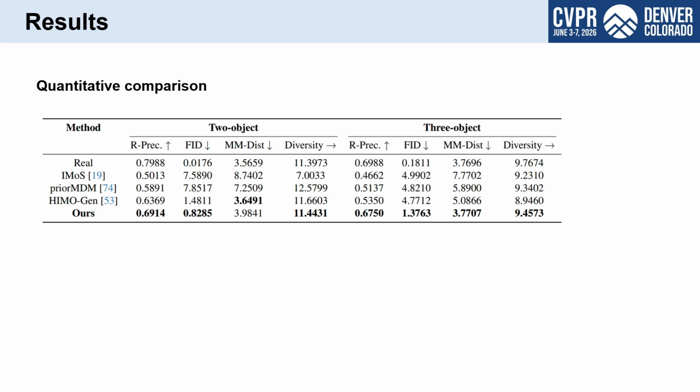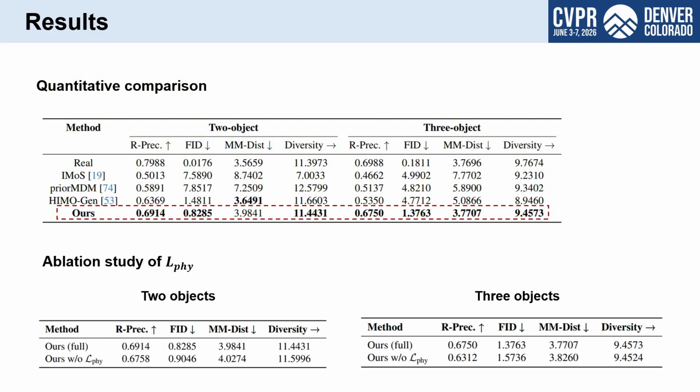Here are our quantitative results on the HOI-M3 dataset. Compared to recent baselines like prior MDM and HOI-Gen, our method achieves the best performance across almost all metrics. Furthermore, the bottom tables show our ablation study. They clearly verify that our proposed loss is the primary driver for improving both motion-text alignment and physical realism.